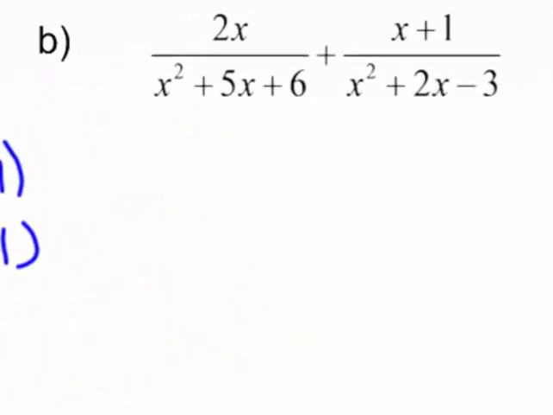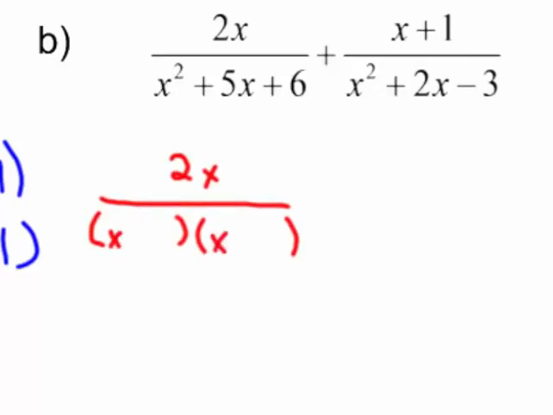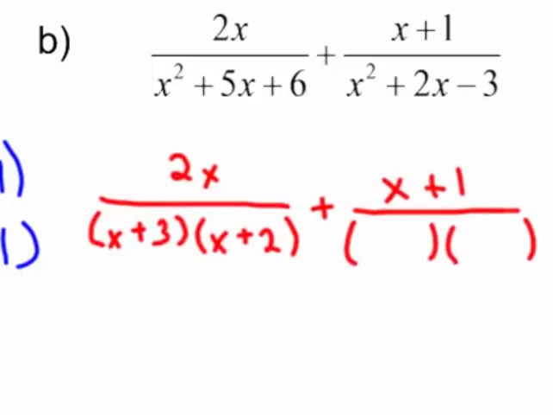In B, I'm going to start by factoring. So I'm going to factor the bottoms for both of these. Top stays the same, 2x. Bottom, x plus 3, x plus 2. And for the second one, the top stays the same. On the bottom, x squared, that's x and x. And then, let's see, a minus 3 and plus 2. So I think I'm going to have minus 1 and plus 3, because I had to multiply to a negative 1 and add to 3 here.